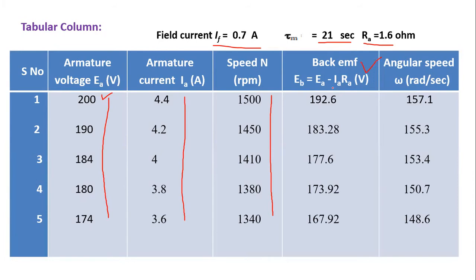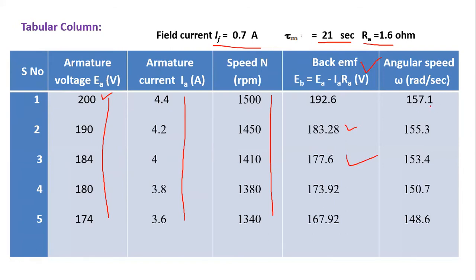Back EMF EB is equal to EA minus IA into RA, where EA is the armature voltage and IA is the armature current. You know the armature voltage 200 minus 4.4 into RA, RA is 1.6, then we are getting 192.6 volts. The same way for the remaining values also we need to calculate: 190 minus 4.2 into 1.6, and 184 minus 4 into 1.6. Like that we need to calculate the back EMF for all these cases.